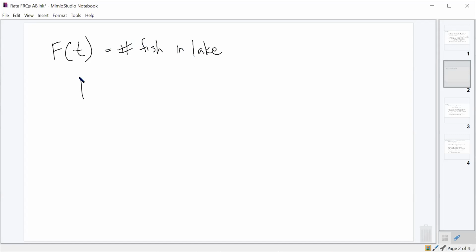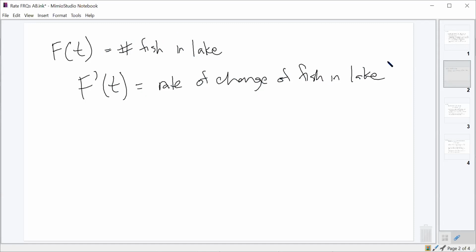But if we call that f of t, we could say that the derivative of f, the rate of change of the number of fish in the lake, right? That'd be what f prime of t would be. That'd be the rate of change of fish in the lake. Okay. And so what does f prime of t equal? It should be the rate at which they're entering minus the rate at which they are leaving. Right? That's the rate of change of the fish in the lake is the rate of change at which they enter minus the rate of change at which they leave.